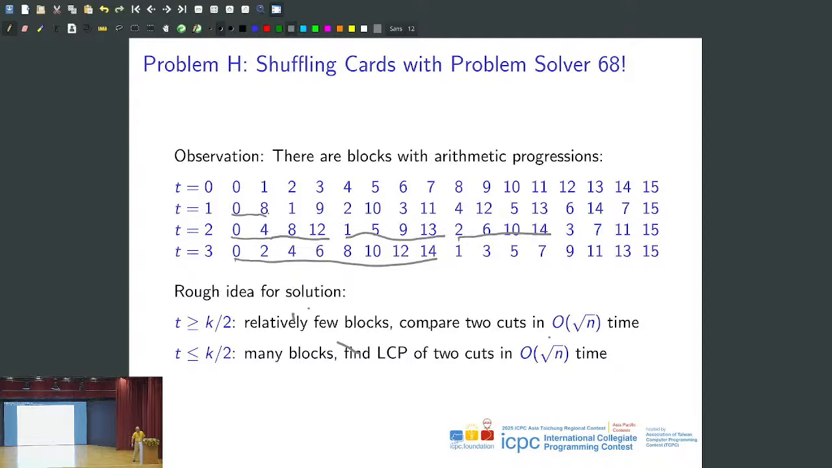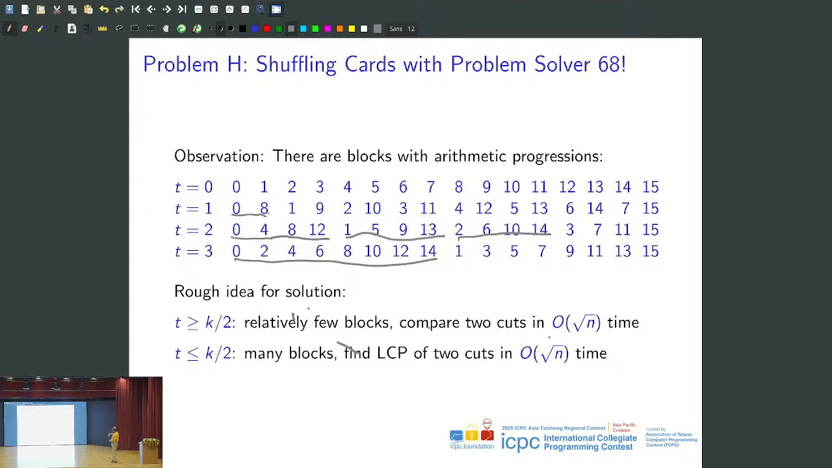And this helps, of course, very much if you want to see what happens. And what you want to do is to compare. So if you have two different cuts, you want to know which cut gives you the better result. And then you can find the best one easily. But how to compare two cuts quickly?